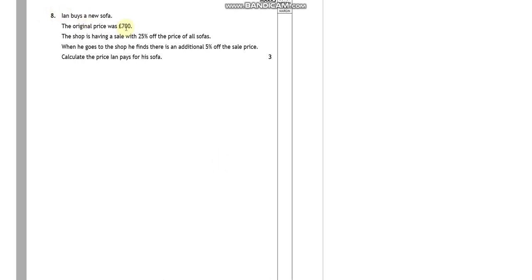Hey, Ian buys a sofa. The original price is 700. The shop is having a sale, and that's how much is off the original price of the sofa. Then he goes to the shop, and there's another 5% off. Okay, so a wee percentage question, and we're taking off percentages.